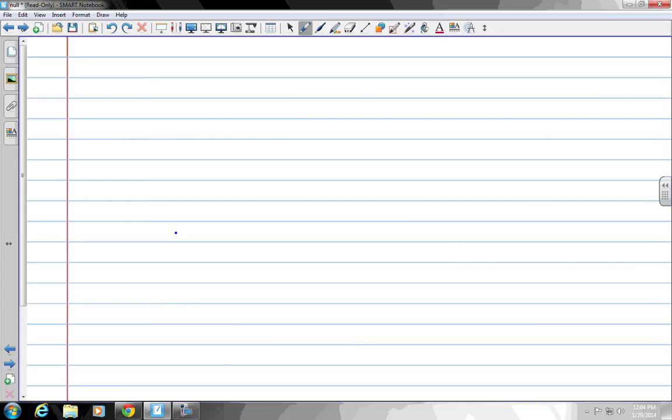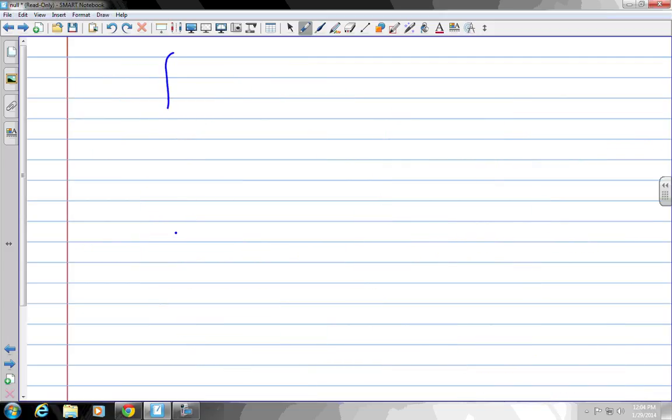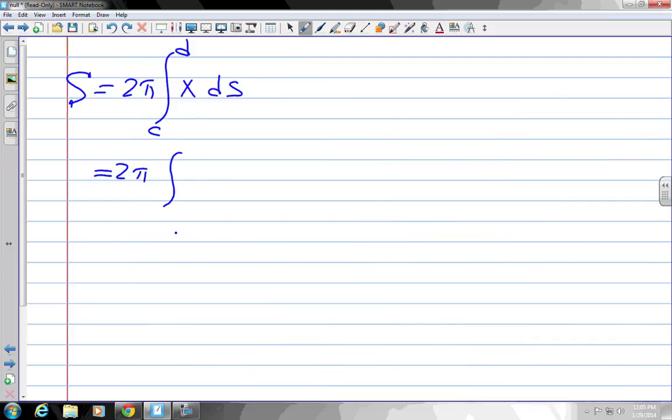So again, I want to do the same thing, only I want to do it dy way. So if I set it up as a dy integral, then it will be 2 pi. Well, y ranges from 1 to 4, right? If you look at the y-axis, from 1 to 4. Now the function was y equals x squared, so now you have to actually solve for x in terms of y.